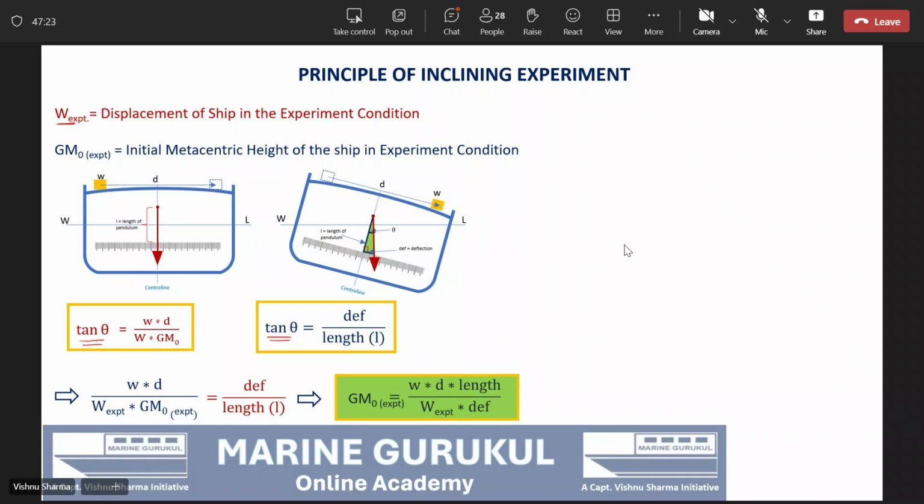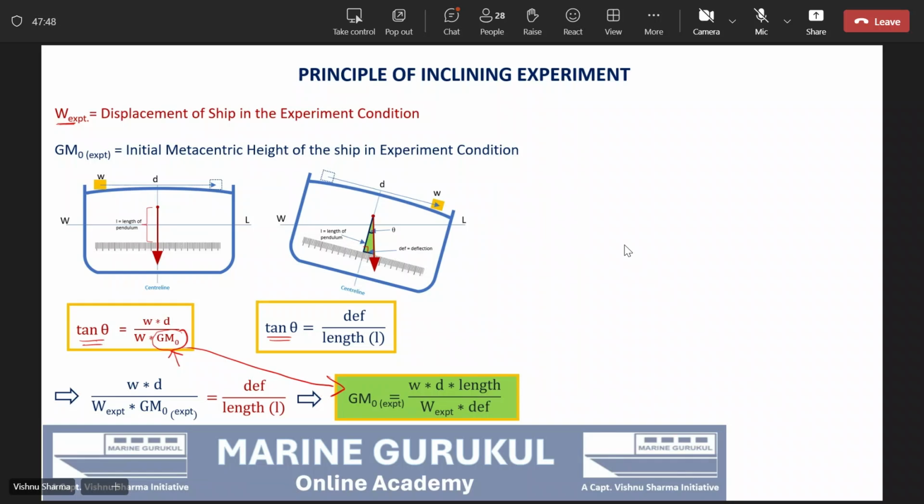The diagram has been drawn in steps so that you know exactly what is to be drawn and how it is happening. Now, guys, in this tan theta formula, this GM is what? Is it GM solid or fluid? Fluid. So obviously this GM is the GM fluid.